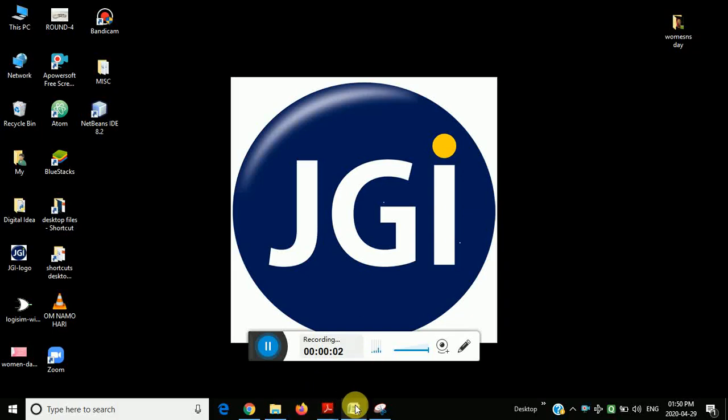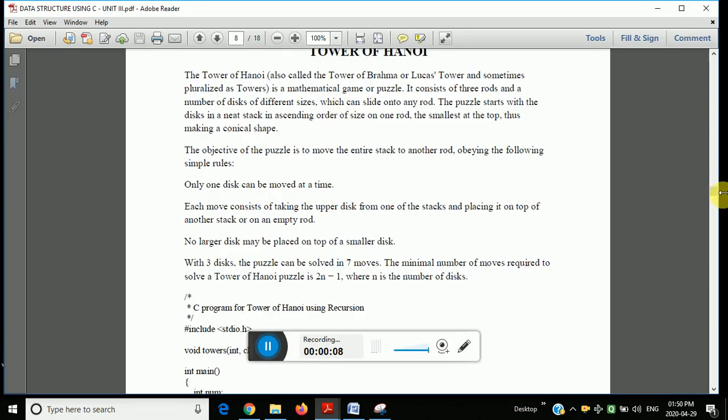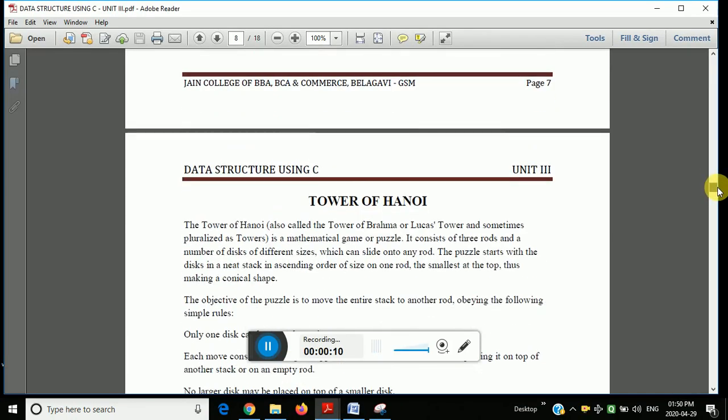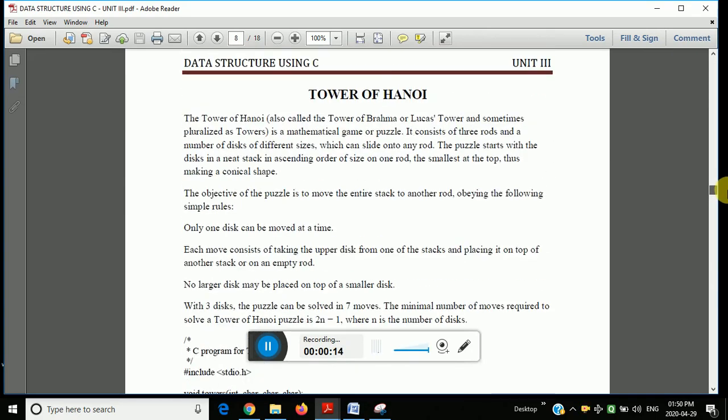Hello everyone. The next topic which I am going to explain to you is the Tower of Hanoi. Here the topic is given under Unit 3. After this GCD, the Tower of Hanoi will come. In this Tower of Hanoi, what is exactly this Tower of Hanoi?